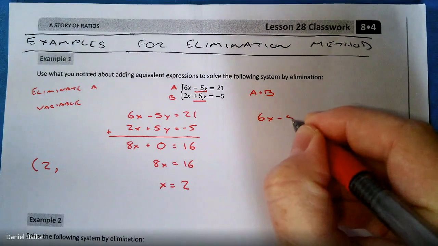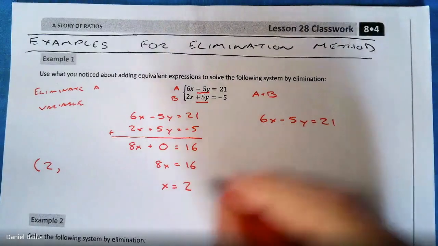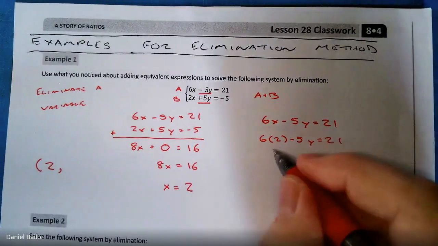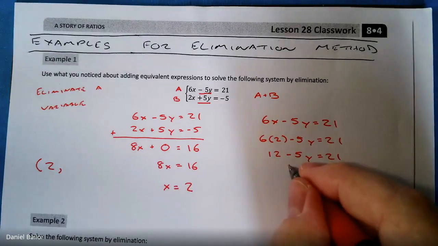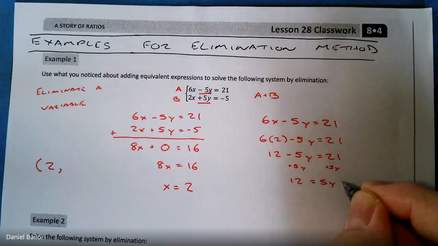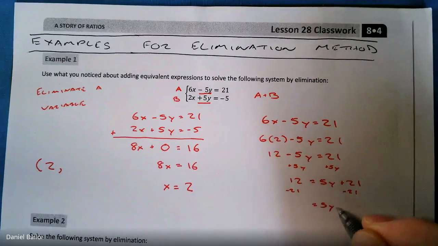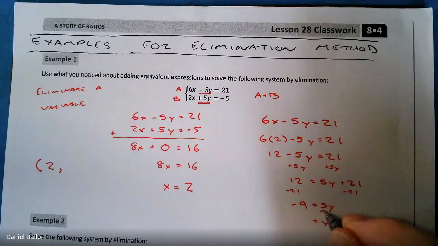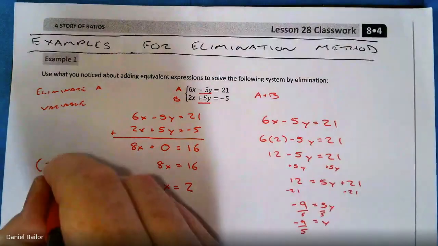So let's do 6x minus 5y equals 21. And now I have x, so I put the x back in, and my job is to find y. 12 minus 5y equals 21. Add 5y to both sides to get it positive. 12 equals 5y plus 21. Subtract 21 from both sides. That gives me 5y equals a negative 9. So divide by 5 gives me y by itself, and I get y is negative 9/5.